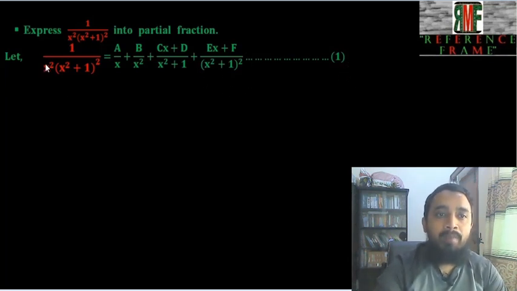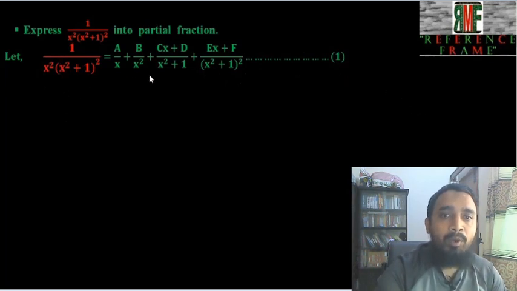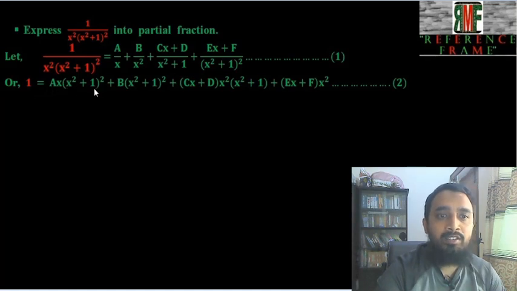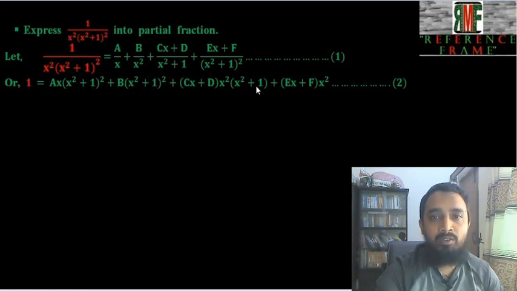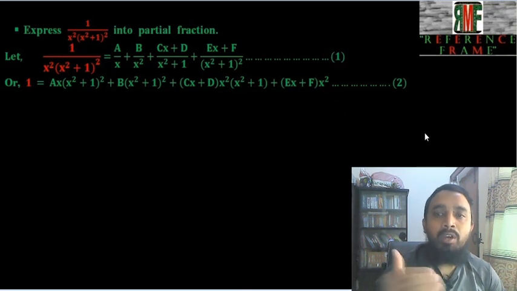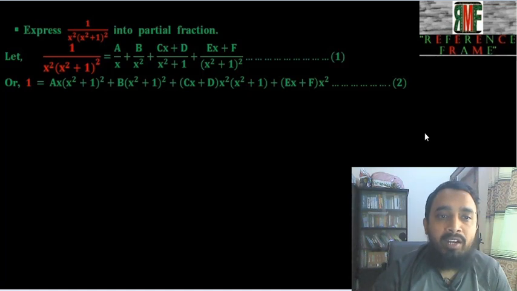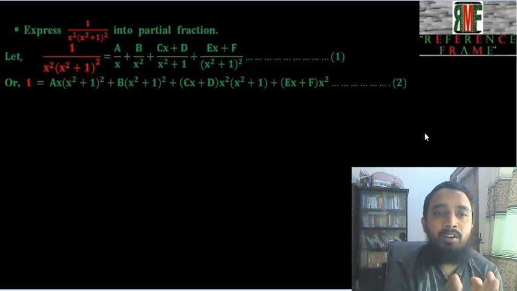Now again we multiply both sides of the equation by the denominator. By doing this, shifting onto the right hand side, we have 1 equals ax into x square plus 1 whole square plus b into x square plus 1 whole square plus cx plus d into x square plus 1 plus ex plus f equals x square. Now all we need to do is expand this equation by omitting all the brackets and keeping similar terms together.